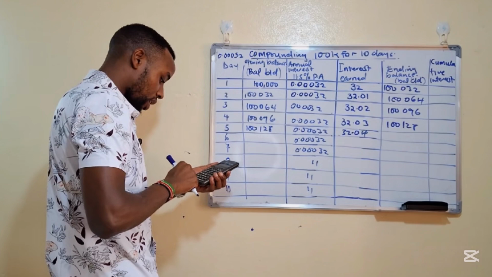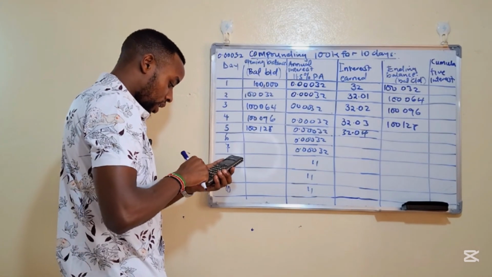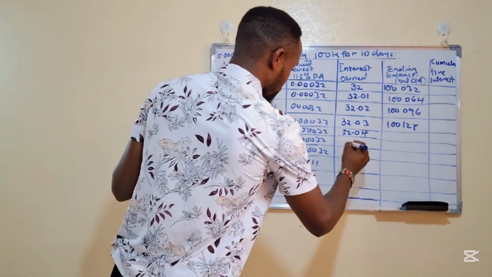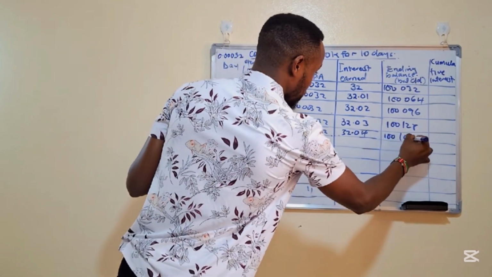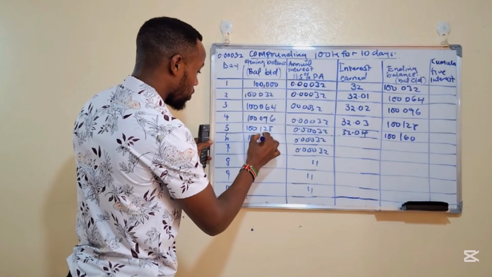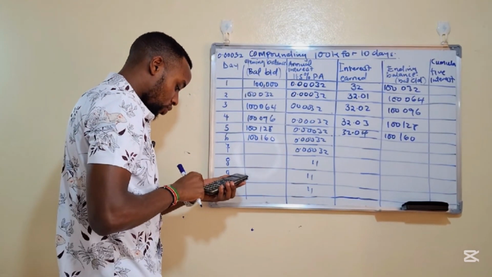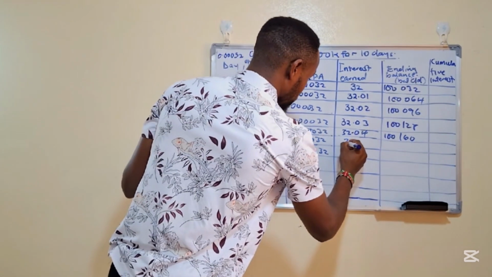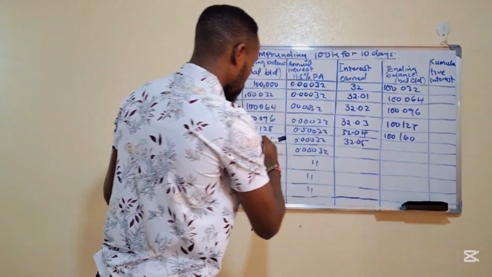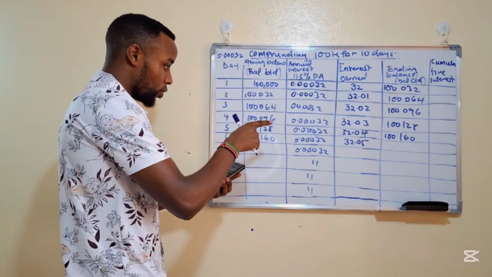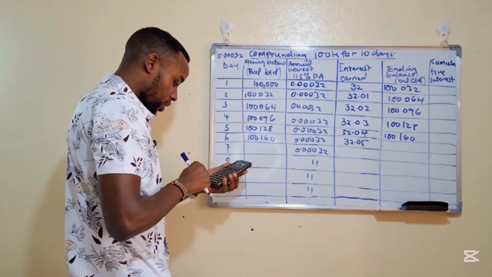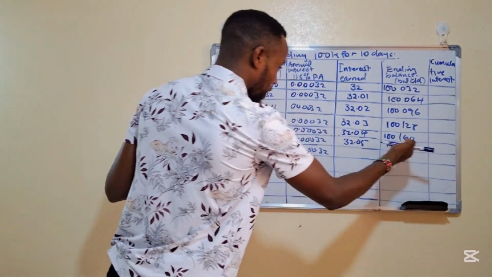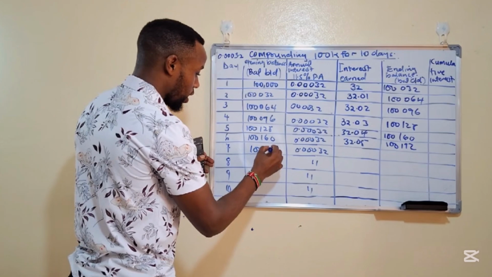Then if you add that to 100,128, you get 100,160. Then the opening balance is 100,160, then multiply by 0.0032, and you get 32.05. Then you add 32.05 to 100,160 and you get 100,192. You already got the pattern there, 100,192.